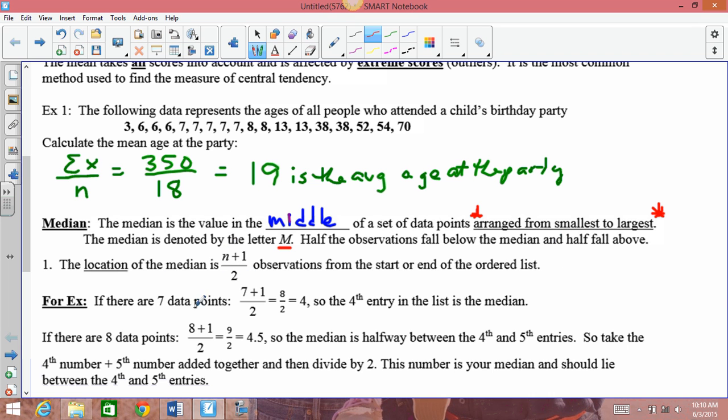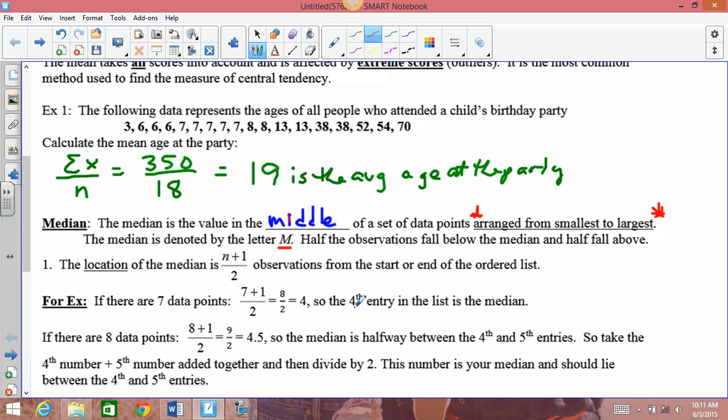I'll give you an example. Suppose you had 7 data points. Then for my n, I'd put in 7. 7 plus 1 divided by 2. Obviously, 7 plus 1 up there is 8. 8 divided by 2 is 4. So what that means then is the fourth entry. This is giving me the location now. The location of my median is going to be the fourth entry in my list. And then I'd go in and I'd circle the fourth number in my list.